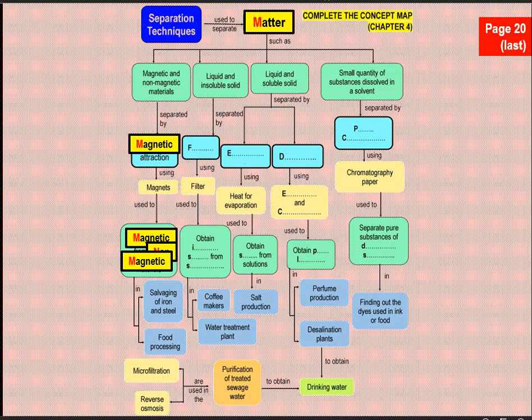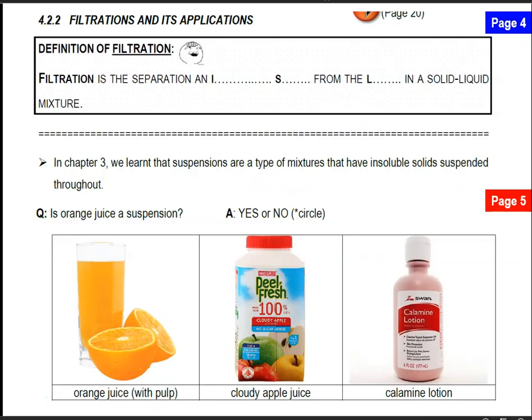We are going to introduce ourselves to the next type of separation technique. And the next separation technique is known as filtration. Okay, now you would have learned what is filtration. Filtration basically comes from the word filter, and it is basically separating an insoluble solid from the liquid in a solid liquid mixture. So there are a lot of big words here, right? So we say that filtration, you may want to highlight this, is a separation of an insoluble solid from a liquid.